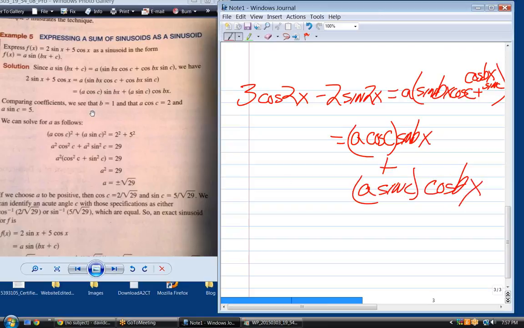And now comparing coefficients, we see that b is 1. Well, in our case, b is 2. And a cosine of c is 3, and a sine of c is minus 2.